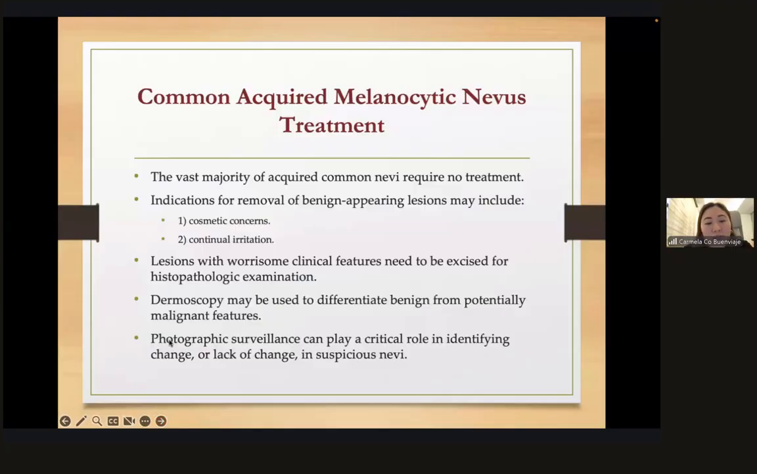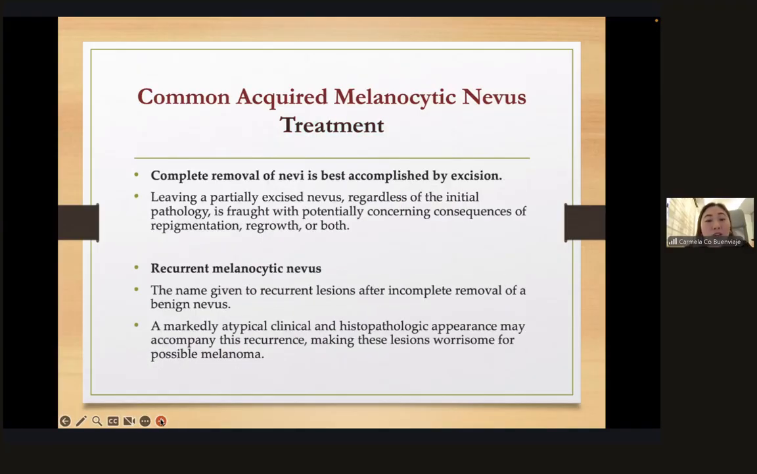Photographic surveillance can play a critical role in identifying change or lack of change in suspicious nevi. So the clinician can also take serial photos. Complete removal of nevi is best accomplished by excision, because if we leave a partially excised nevus, regardless of the initial pathology, it is fraught with potentially concerning consequences of repigmentation, regrowth, or both.